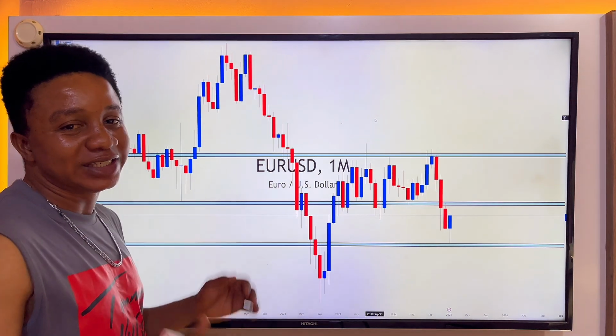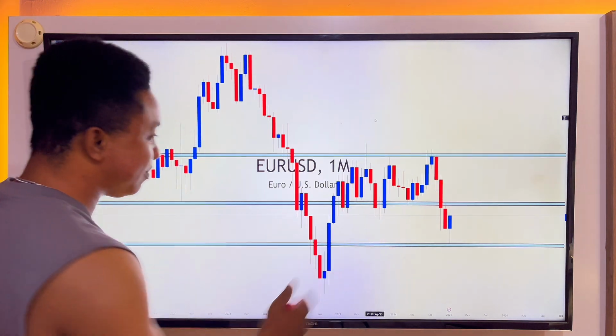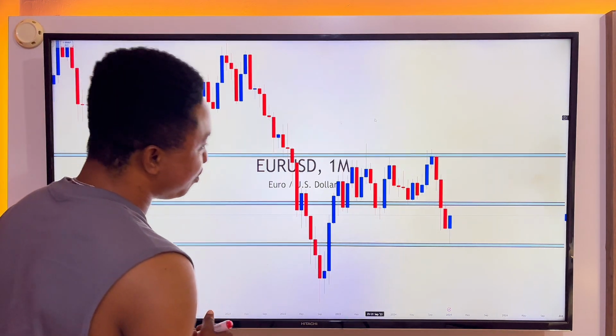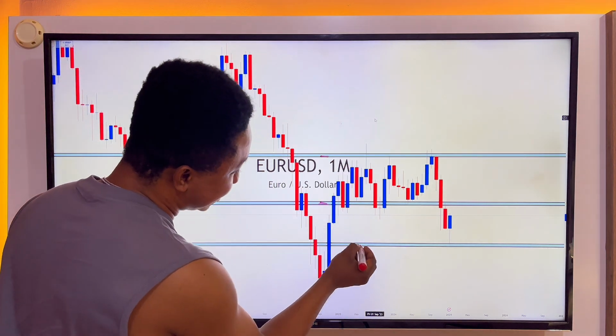All right, so we are going to begin our pre-market analysis, and of course, we are starting on EURUSD here on the monthly time frame. All right, so let's put meaning into the monthly chart as well. Now, on the monthly time frame, we have the monthly upper, the mid-range, and then the lower zone.